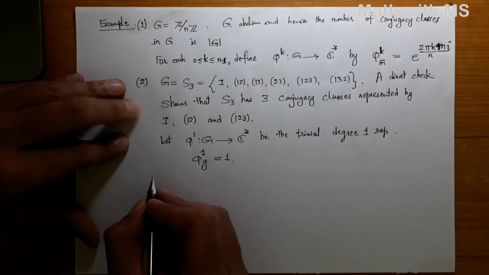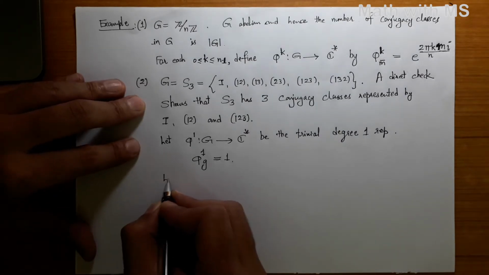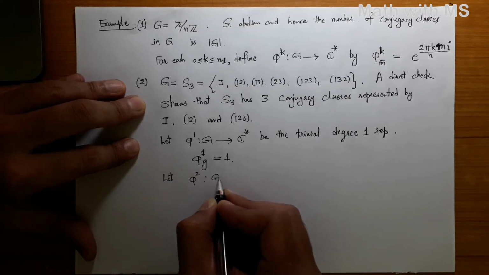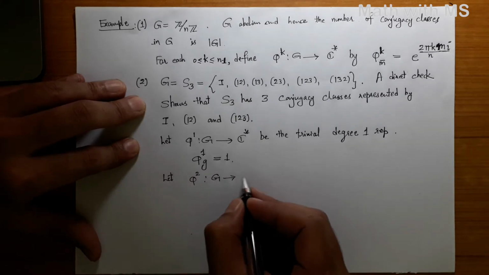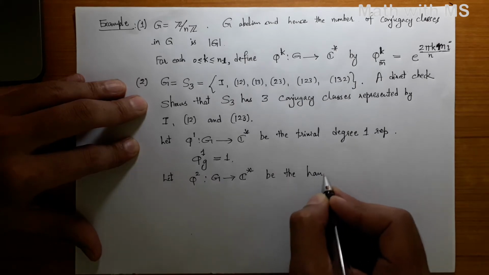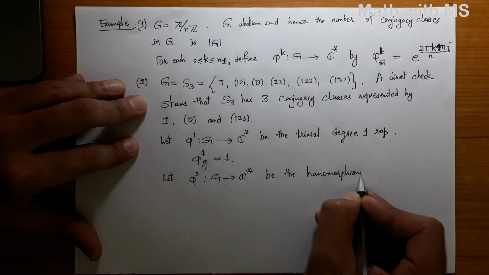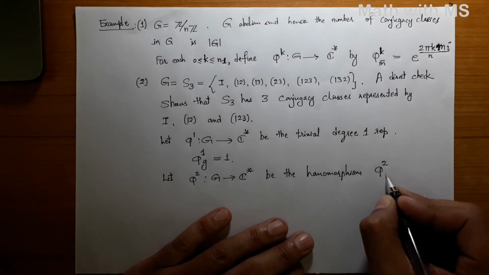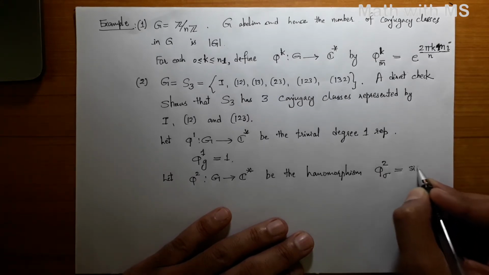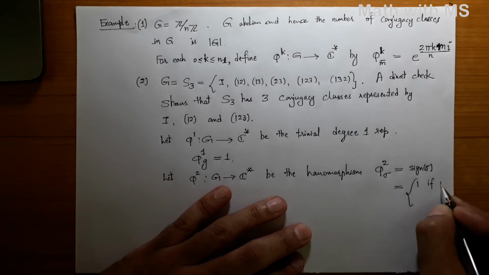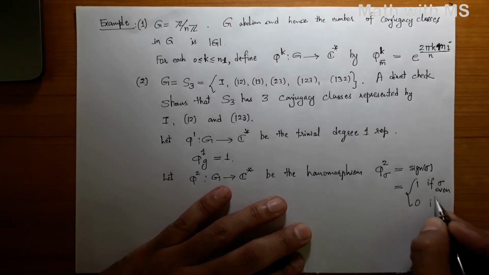All right, let us write one more representation. Let phi 2 from G to C star be the homomorphism given by phi 2 acting on any permutation sigma being the sign of sigma, which is defined to be 1 if sigma is even and minus 1 if sigma is odd.